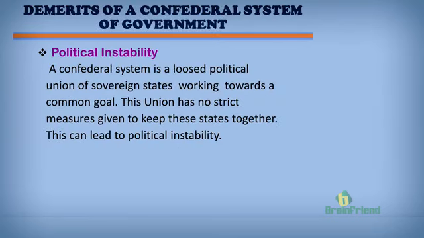And lastly, one other disadvantage or demerit is the political instability that comes from the confederal system of government. Because we talked about the loose and the strict forms of confederalism in our previous class, I believe we have an idea about what we're about to discuss. A confederal system of government, which is mostly a loose political union of sovereign states, brings together different sovereign states with a common goal. This union has no strict measures to keep them together, and so they can pull out and bring about political instability. So where they come in and leave without regard, without any strict measures, just pulling out, it can also bring about political instability.